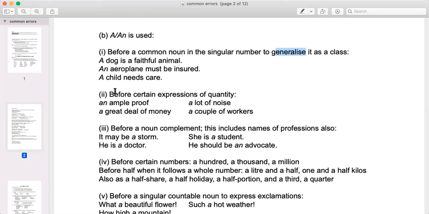Second use is before certain expressions of quantity. An ample proof, which means sufficient amount of proof. A lot of noise. A great deal of money. A good deal of money. A couple of workers.